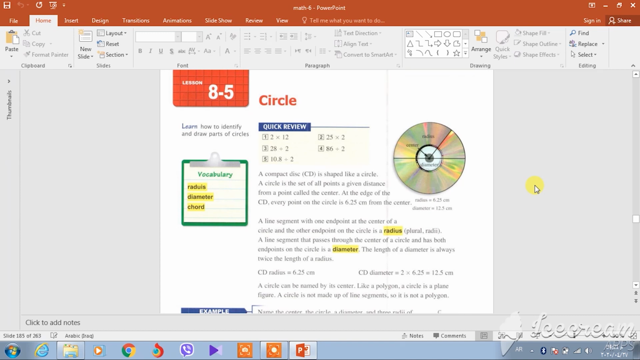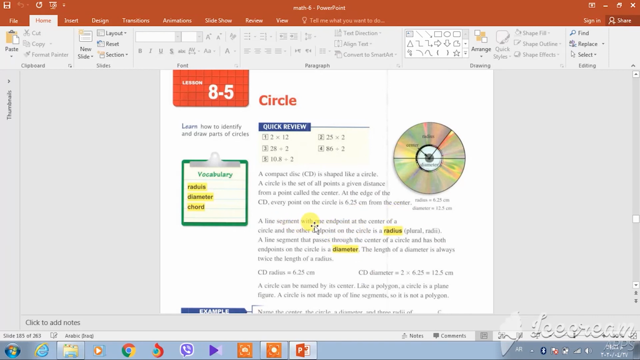Let's start, student. In the last lesson we studied the quadrilateral, and today we study the circle. For example, we have this circle. How many parts do we have in the circle? We have the center, a radius, a diameter. However, we also have a chord. After we know about this, we learn about the chord, student.